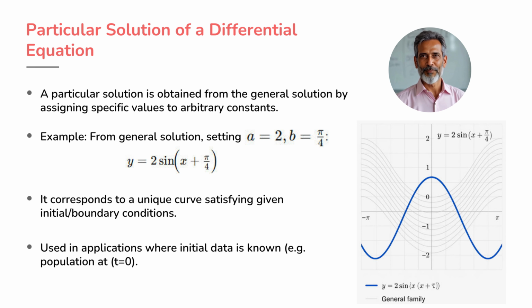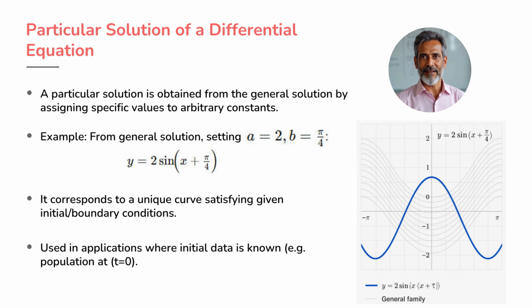Now let's see how we pin down one specific member of that family. That's where the particular solution comes in. Suppose in the general solution y equals a cosine x plus b sine x, we set a equals 2 and b equals pi by 4. This gives us a single, very specific curve. y equals 2 sine of bracket x plus pi by 4 bracket close. This curve is no longer arbitrary. It has been customized to fit initial or boundary conditions.